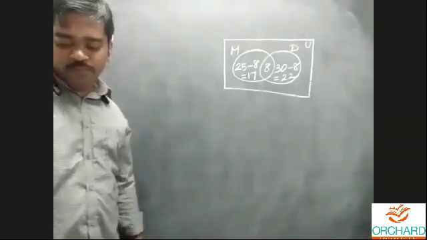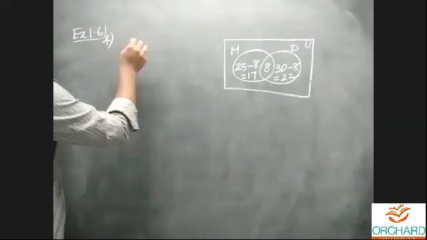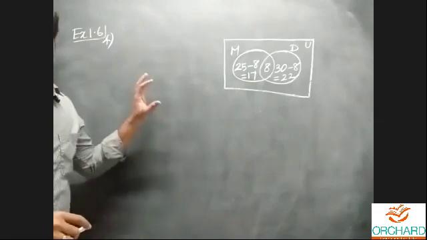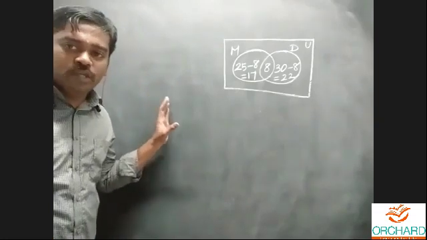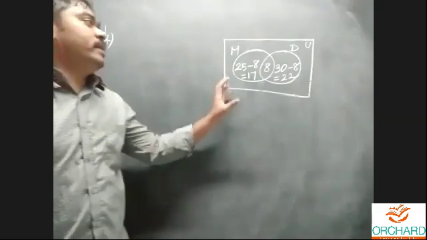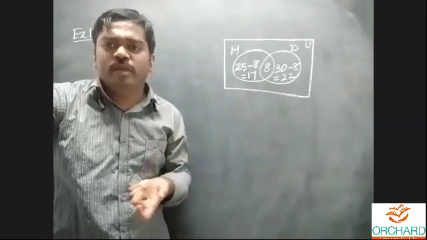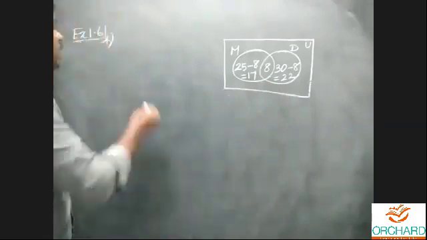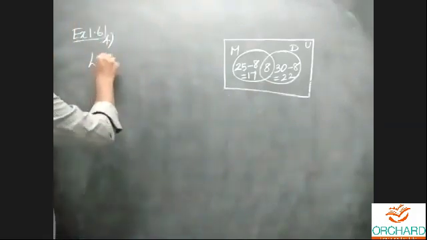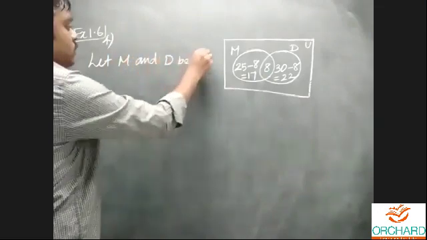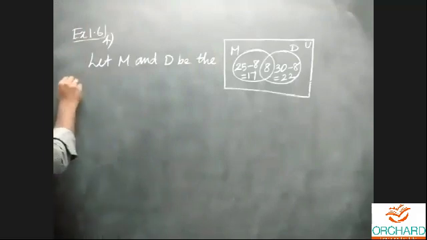Okay, fine. Here we can introduce a few things. What are they? Just write: let M and D be the students. Because it denotes M and D. What does M mean? What does D mean?